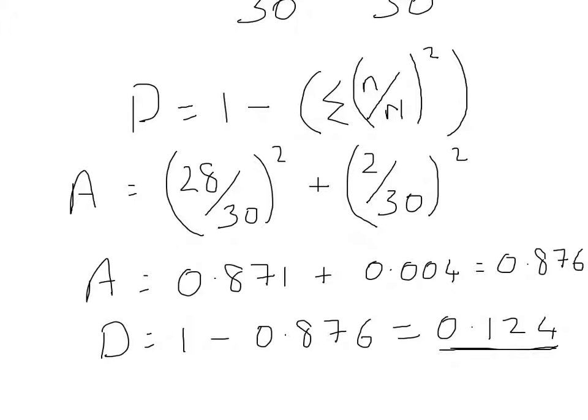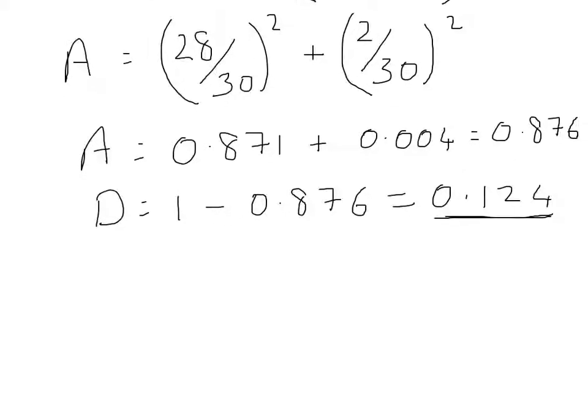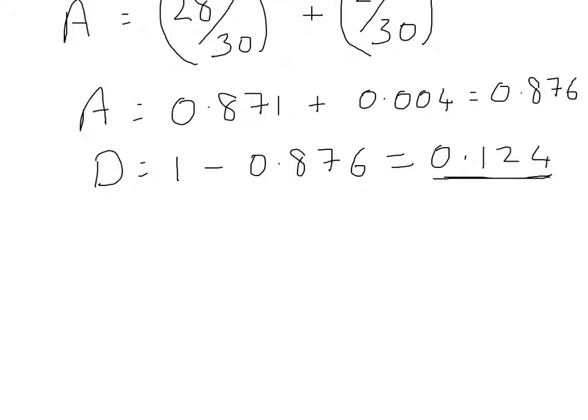But what I'm going to do now is to go on and do exactly the same for my populations in habitat B. So it's exactly the same formula, obviously, which is D equals 1 minus the sum of little n, which is the population of each individual species, over big N, which is the total number of all species, squared.